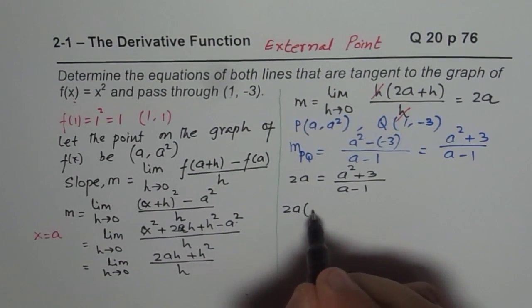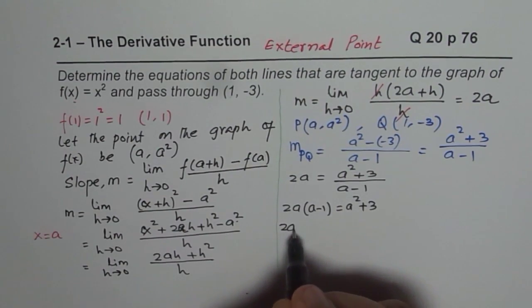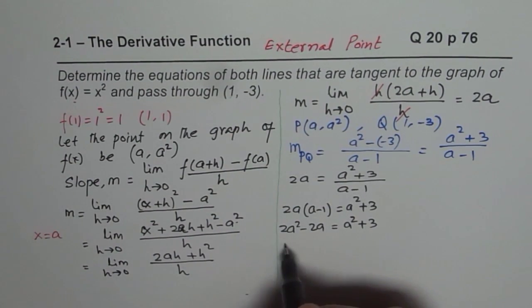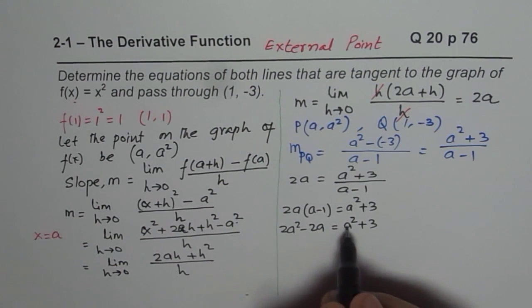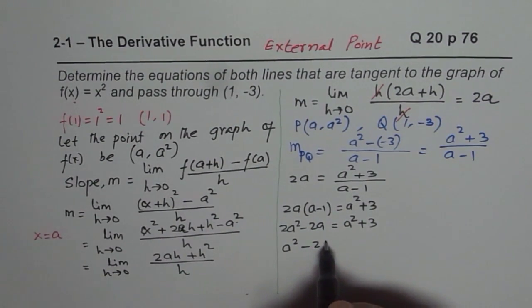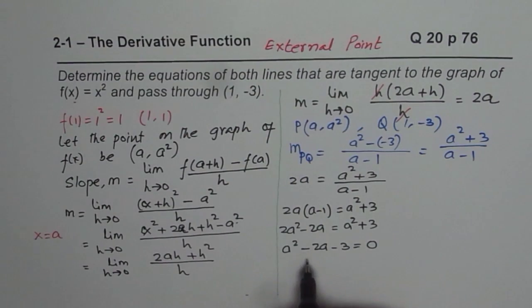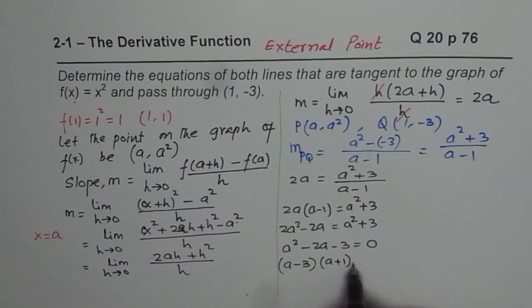So we have 2a times (a - 1) equals a² + 3. That gives us 2a² - 2a = a² + 3. Bring these terms to the left side. Once you do that, you get 2a² - a², which is a² - 2a - 3 = 0. Now you can factor this equation. We're looking for two numbers whose product is -3 and sum is -2. So these are (a - 3)(a + 1) = 0.